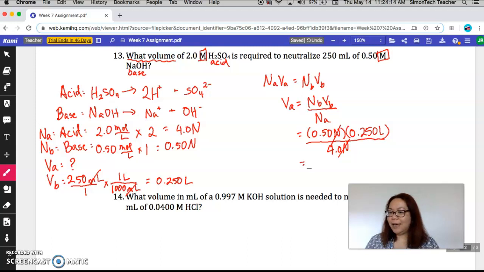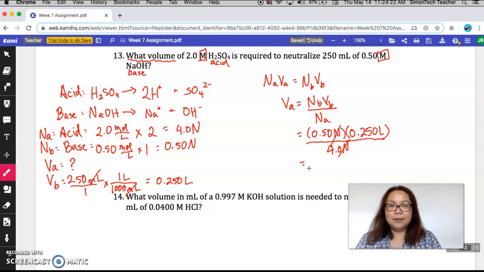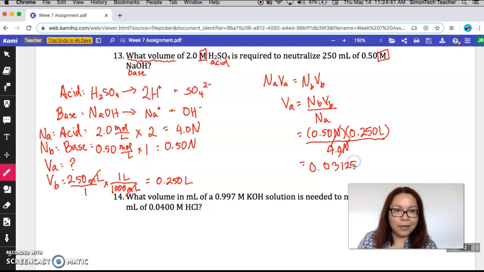Plug them into your calculator. So it's going to be 0.50 times 0.250 divided by 4.0. And your answer will come out to be 0.03125 liters. There's a lot of numbers here, so we'll do our sig figs.